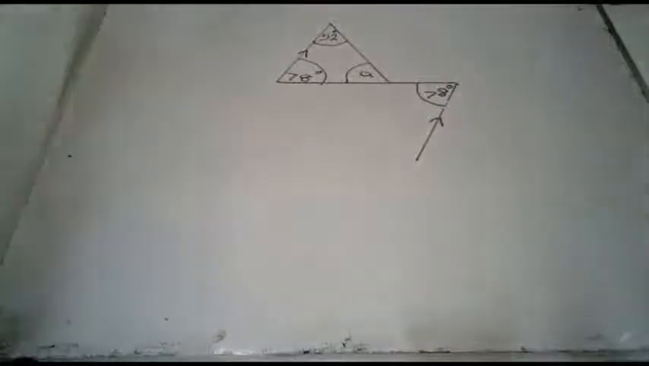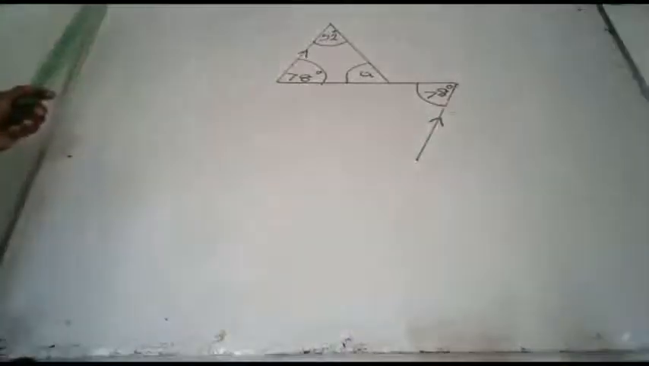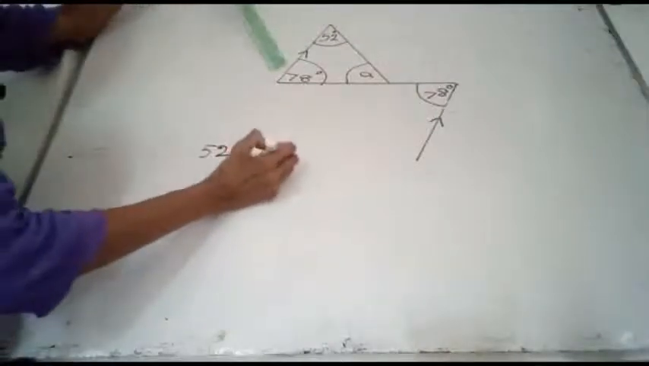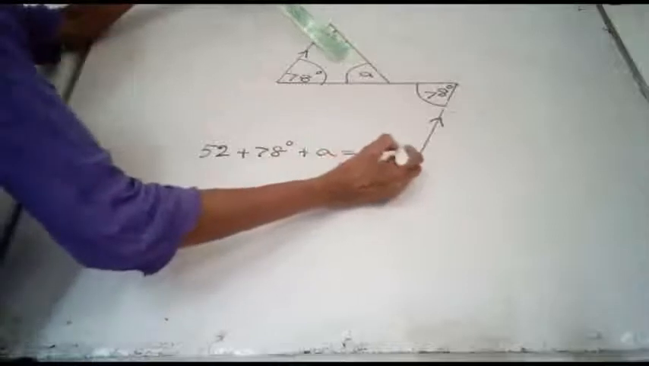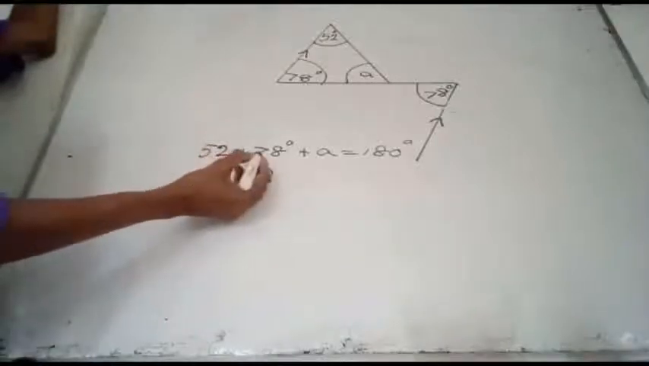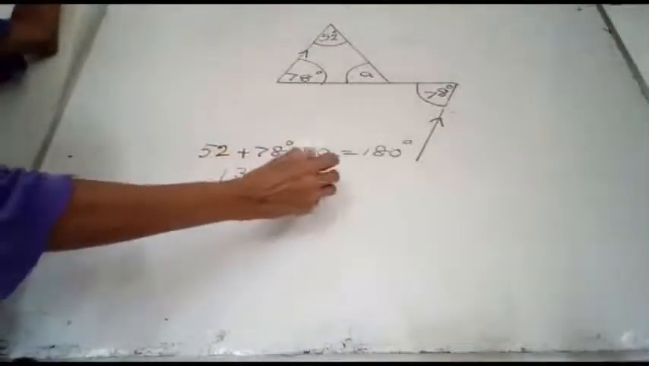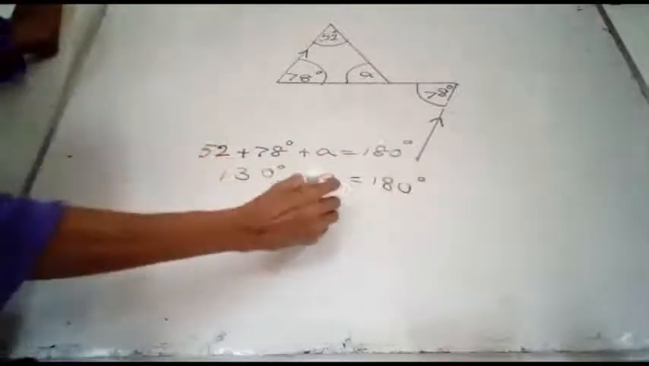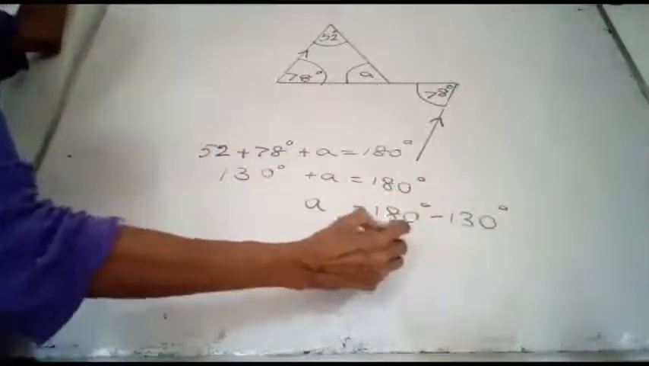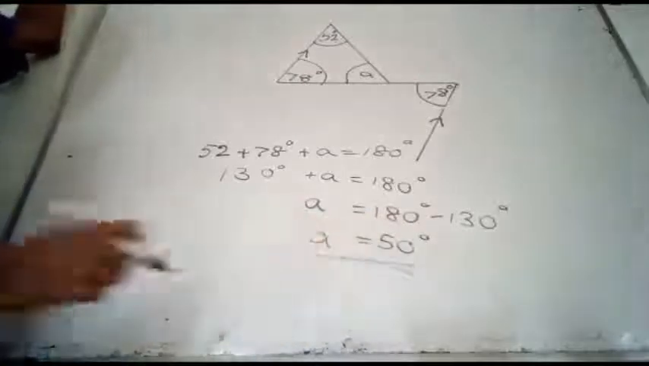Then the sum of the three interior angles of a triangle is 180 degrees. 52 plus 78 plus A is equal to 180. 2 plus 8, 10, remaining 1. 1 plus 5, 6. 6 plus 7, 13. 130 plus A is equal to 180. A is equal to 180 subtract 130, equal to 50 degrees. A is equal to 50 degrees.